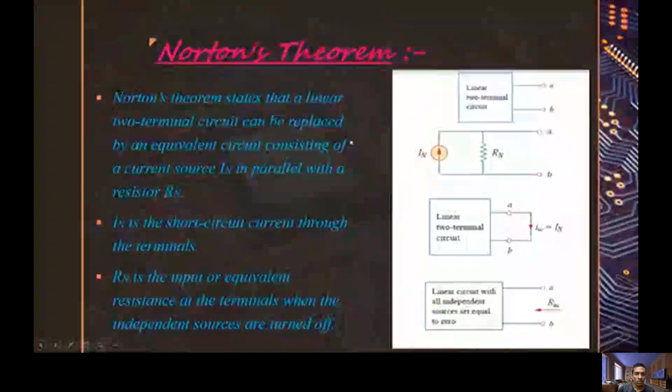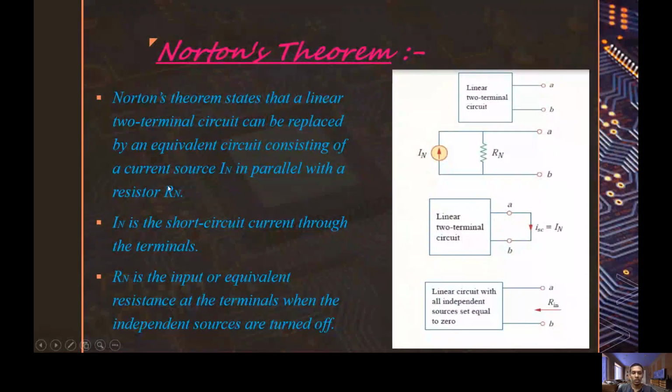Now we come to Norton's theorem. Norton's theorem states that a linear two-terminal circuit can be replaced by an equivalent circuit consisting of a current source IN, which is the Norton current, in parallel with the resistor RN, which is the Norton resistance. IN, the Norton current, is the short circuit current through the terminals. Norton resistance is the input or equivalent resistance at the terminals where the independent sources are turned off. Here is the diagram which shows how Norton's circuit looks.